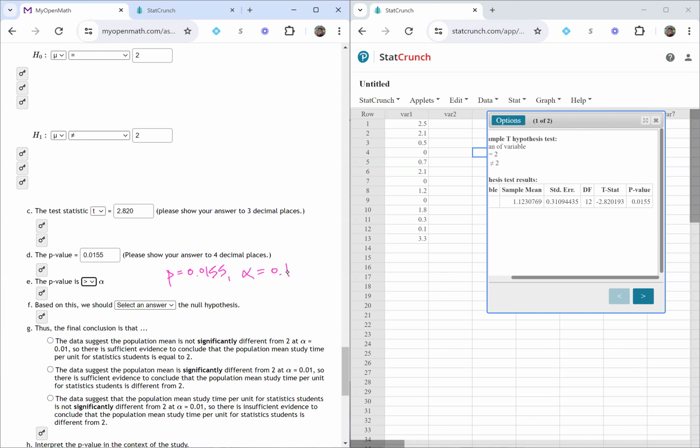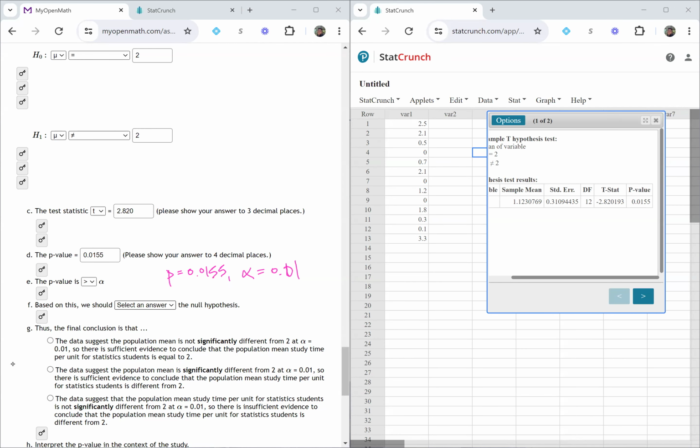So because 0.0155 is bigger than 0.01. Sorry, I said 0.1 earlier. My goodness, 0.01. Now, a comparison between the p-value and the alpha tells us whether we should accept the null hypothesis or reject it. And there's also a third option: what if we fail to reject it? Those are all important things to consider.